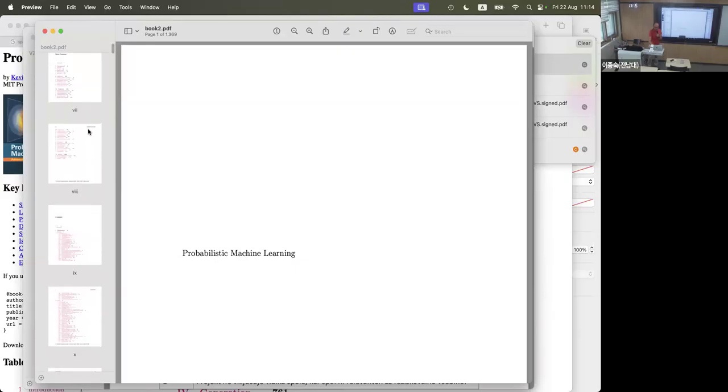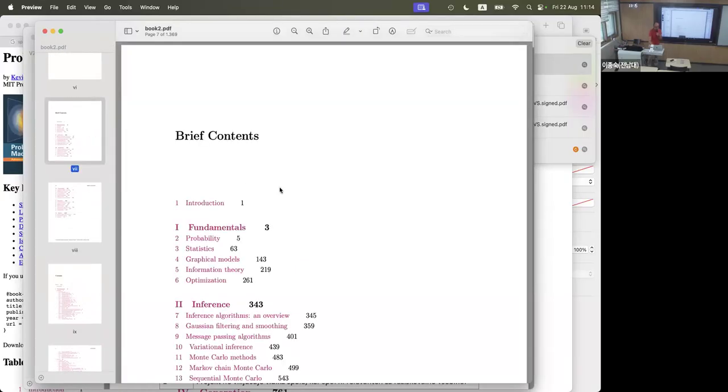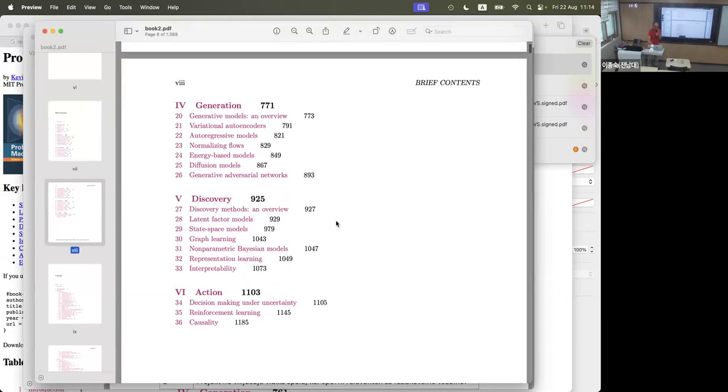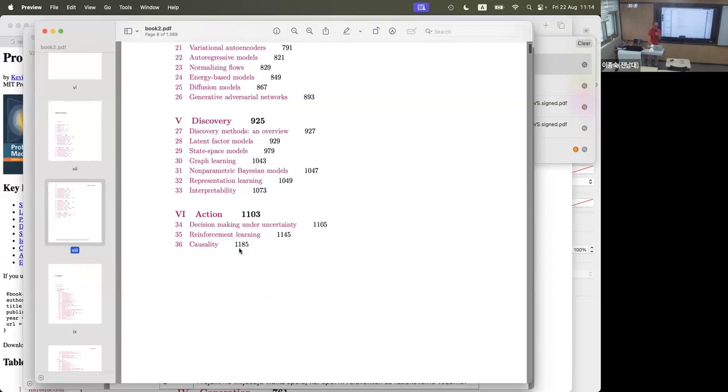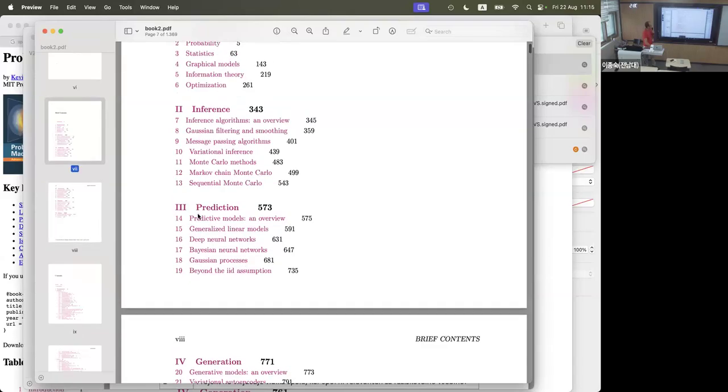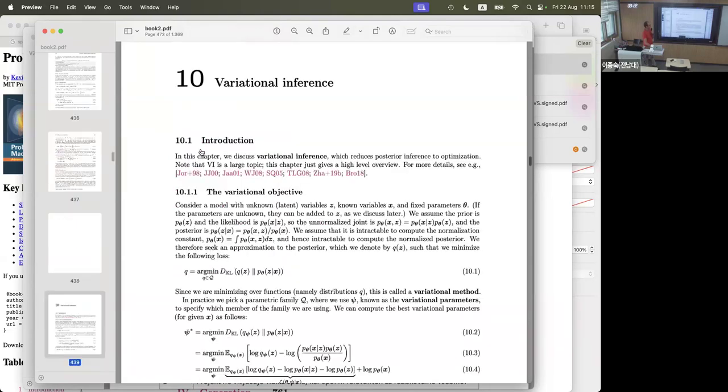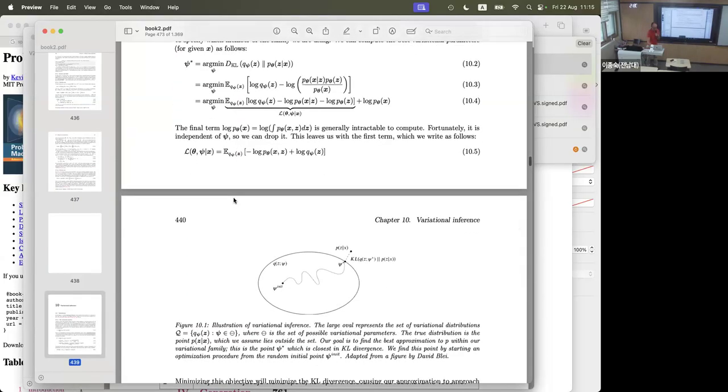Just to get an idea, there are two kinds of table of contents. The brief one, and the full one, which ends up at 1,100 pages. So we are focused only on chapters 10, 11, 12, and 13. These are the sections where we would like to go. So this is 10.1 and 10.2, just to see how it looks. This is what we are talking about.